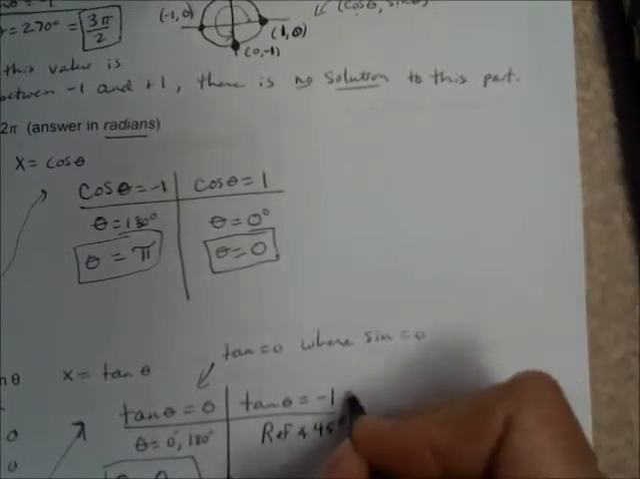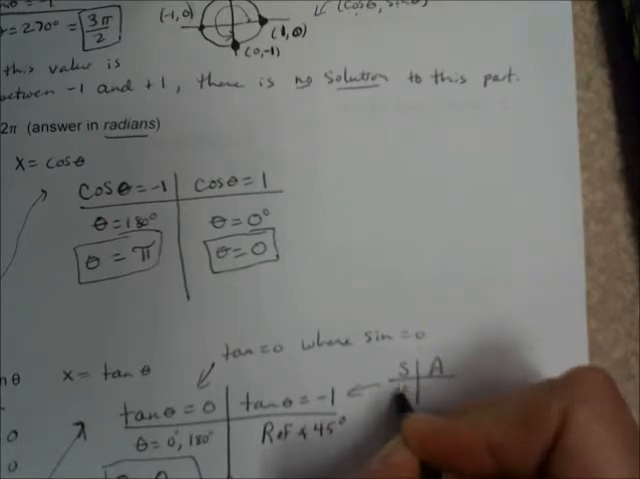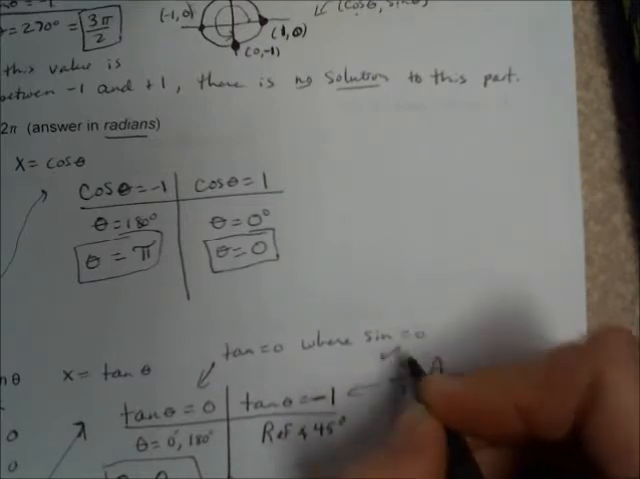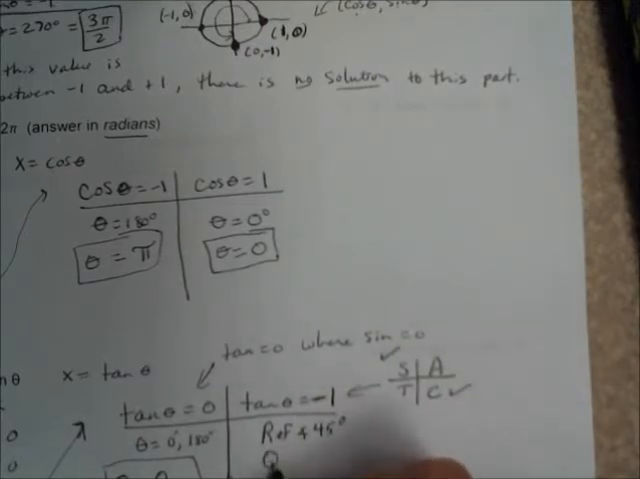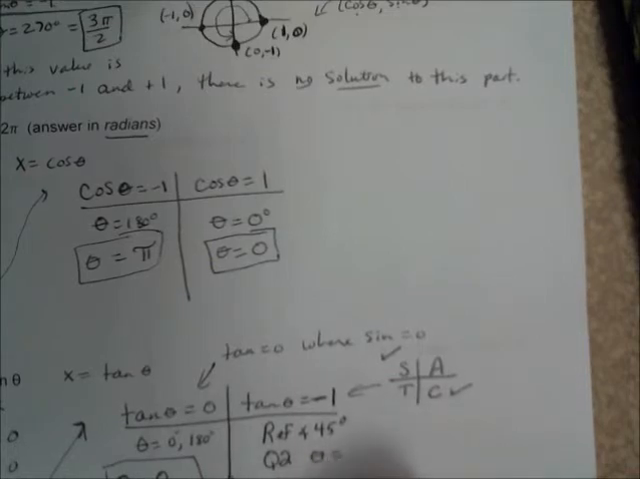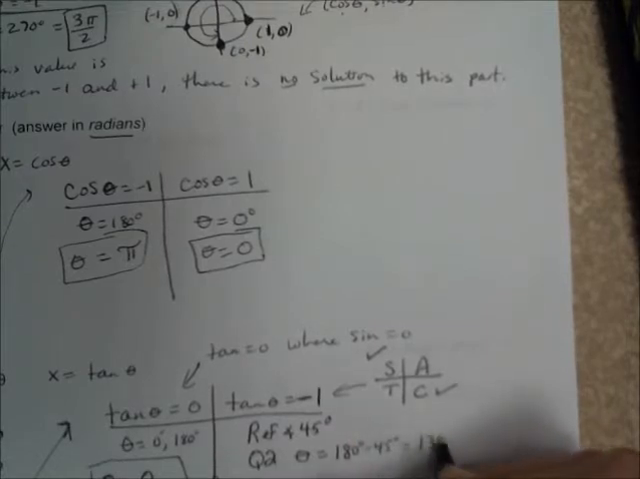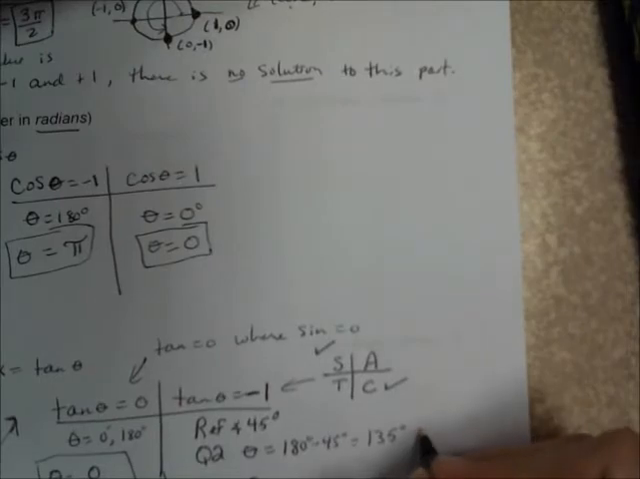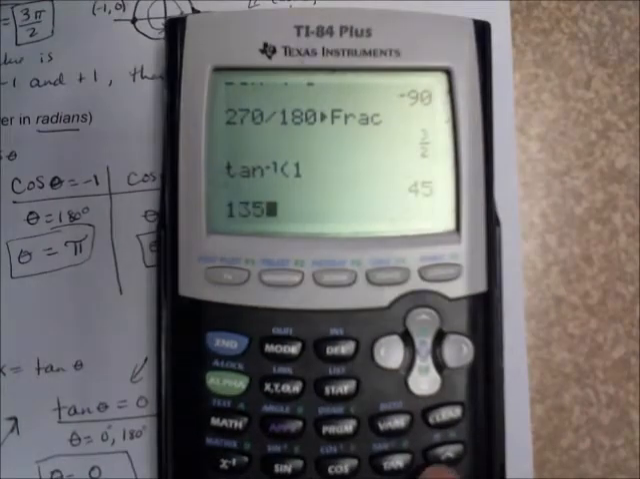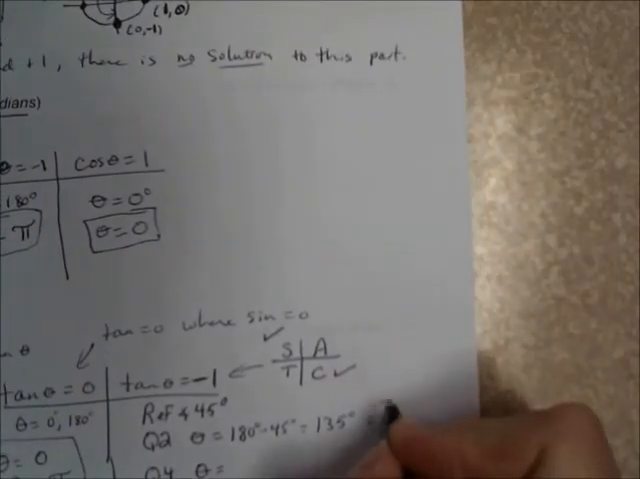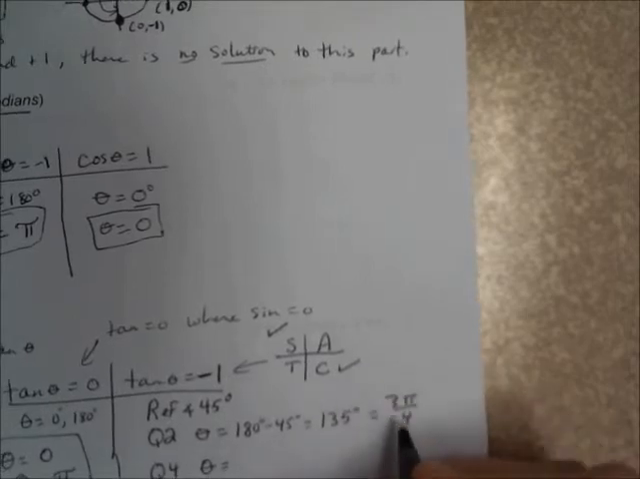That's not the answer. Because when you do All Students Take Chemistry, where is tangent a negative value? Tangent is negative in quadrant 2 and 4. So we have a quadrant 2 theta value, and we have a quadrant 4 theta value. With a reference angle of 45, if it's from quadrant 2, you do 180 minus 45, which is 135. And we want that converted to radians. So 135 divided by 180, math frac, will give us 3/4. So we have 3 pi over 4 as one of our answers.